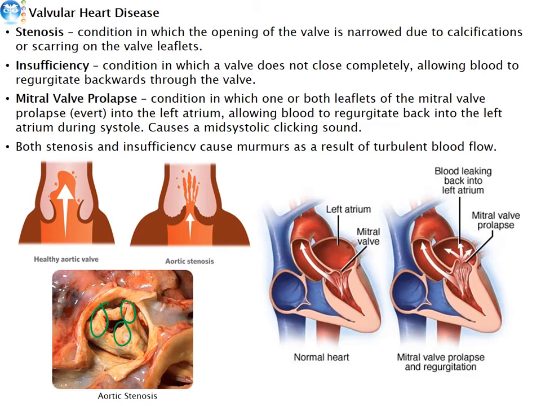Insufficiency, on the other hand, is very simply a leaky valve, in which blood regurgitates through the valve in the wrong direction. Both stenosis and insufficiency can cause heart murmurs, which can be detected through auscultation of the heart.